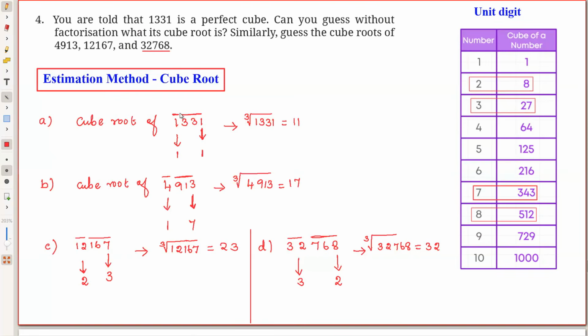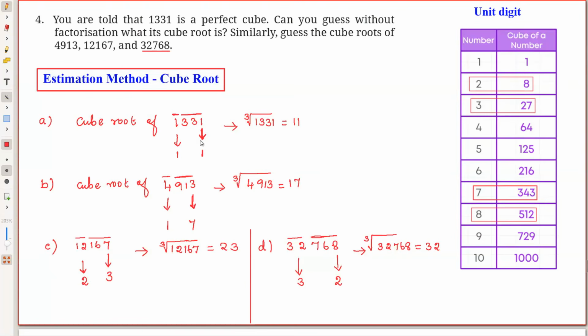Okay, I'm just placing the bar over 3 digits and 1 digit. Now we have to see the last digit. Okay, the ending digit is 1. If the number ends with 1, its cube will also end with 1. So the cube of a number ending with 1 ends with 1.